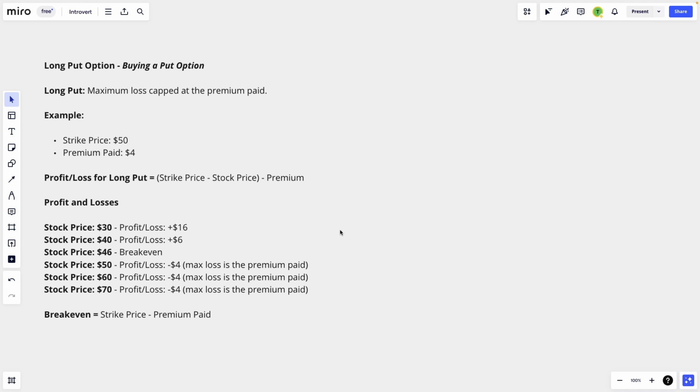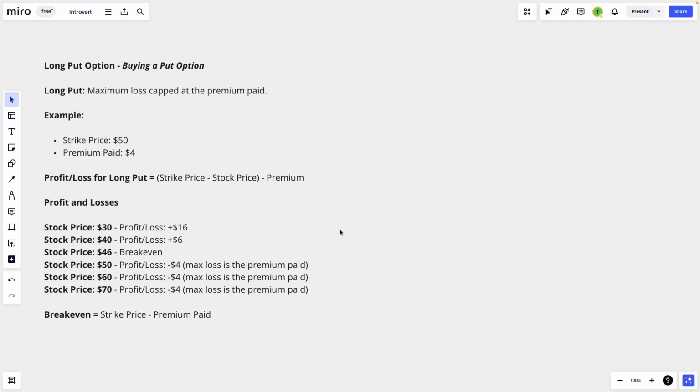For this example, we've got a strike price of $50 and a premium that we paid of $4. So we have the right to sell at 50. If the stock price drops to 30, then we can buy at 30 and sell at 50 and make a profit there. So we want the stock price to fall. That is a bearish strategy, and that is what happens when you buy a put option.